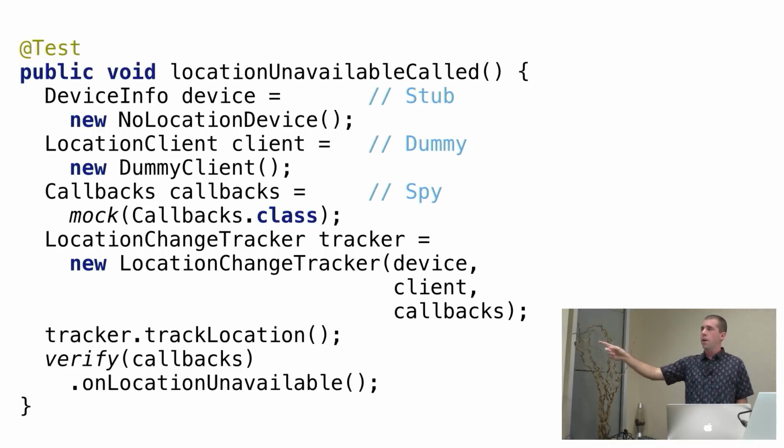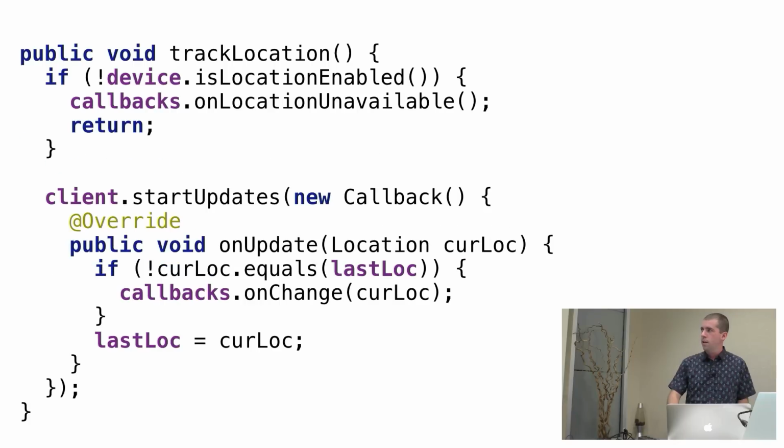Callbacks, we're going to create a spy with Mockito. So we're going to observe and verify. And then we instantiate our system under test, which is LocationChangeTracker, just the class name for the class that the method I showed you is in. So we pass 3 things to the LocationChangeTracker constructor. First is this device info, the stub. Second is the dummy client that we're not going to use. And third is the spy of the callbacks. So we exercise our system under test, tracker.trackLocation, and then we verify that onLocationUnavailable is called. So I'm just going to step back and make sure that looks right. So we pass a stub for the first thing, a spy for the second thing, and a dummy for the third thing. And that should pass. It does.